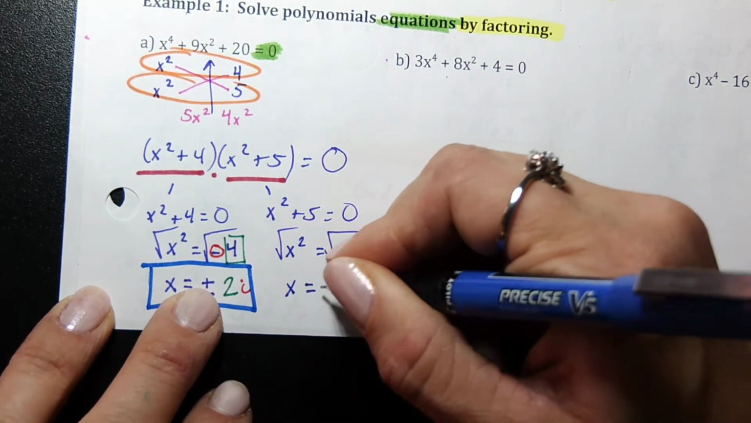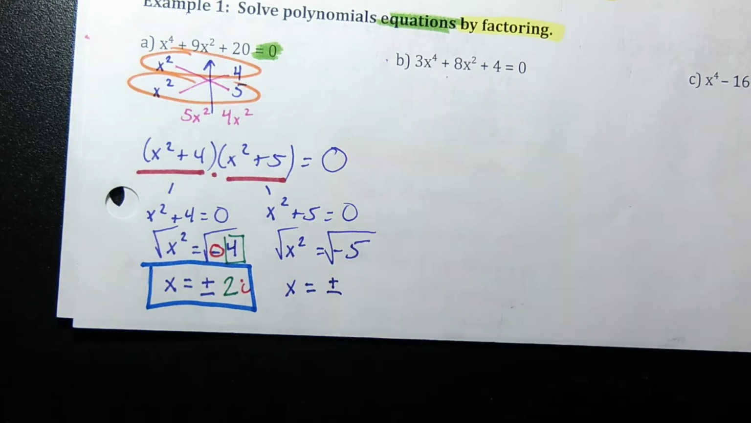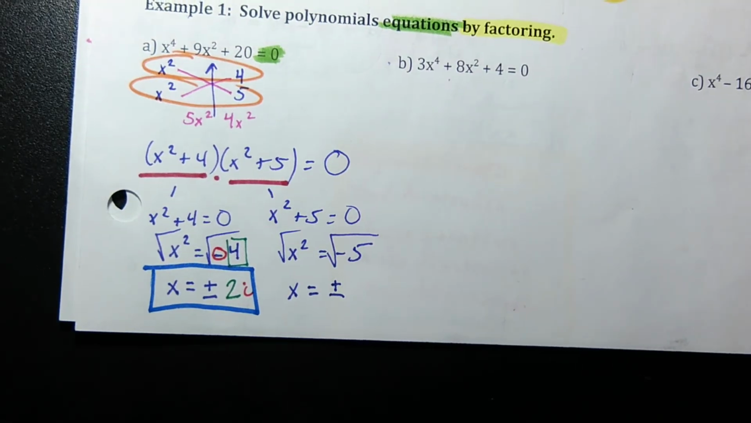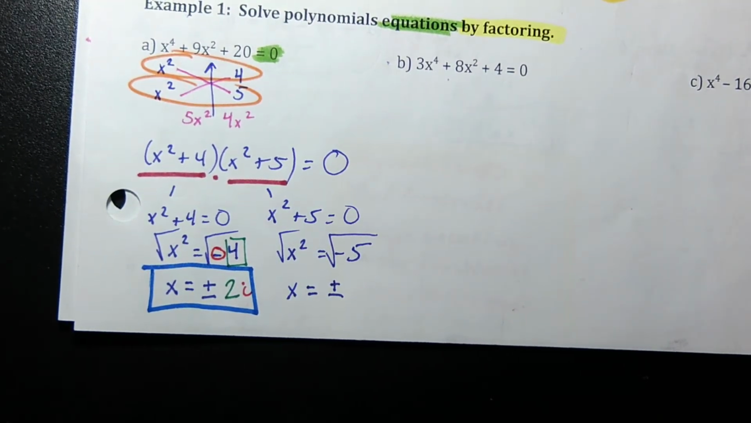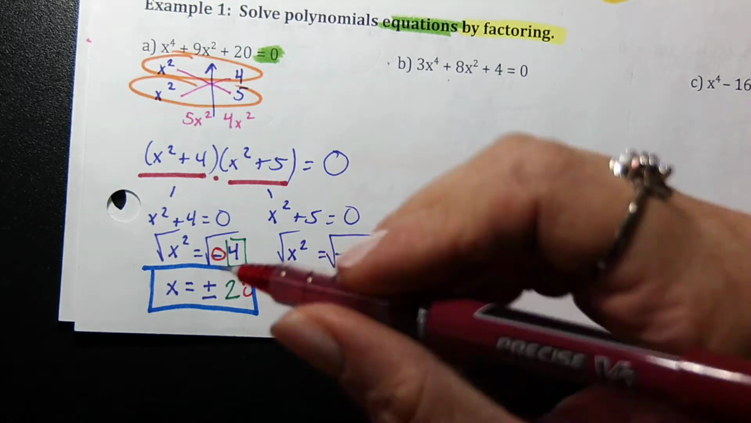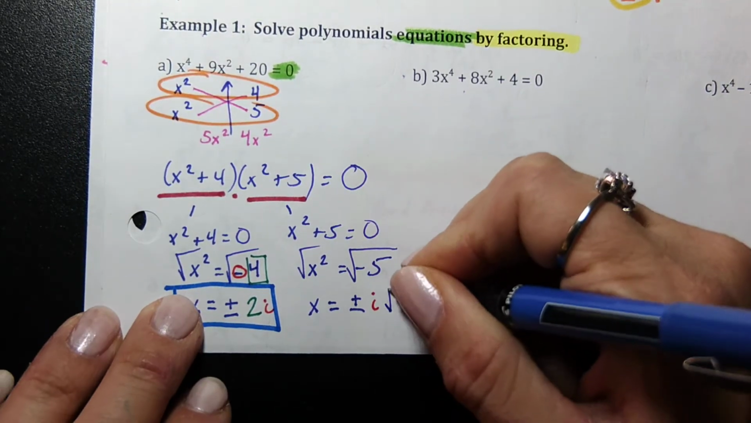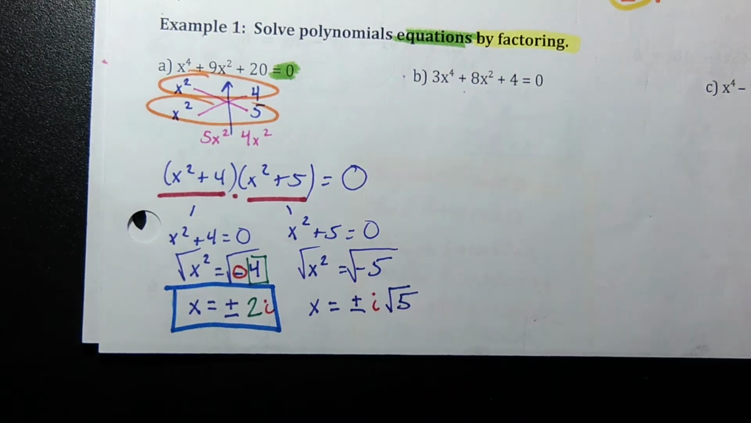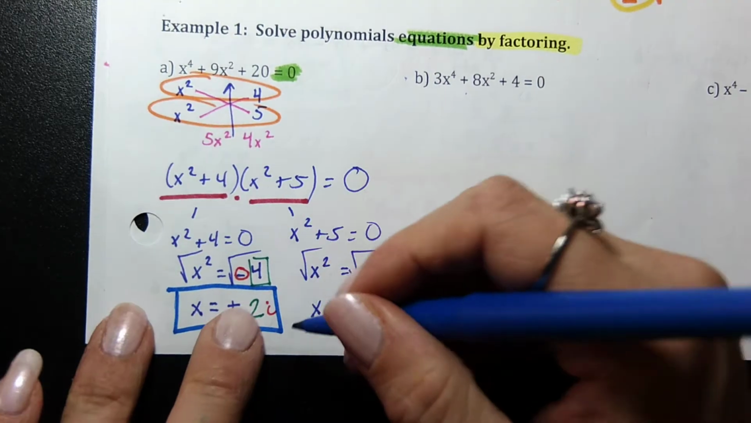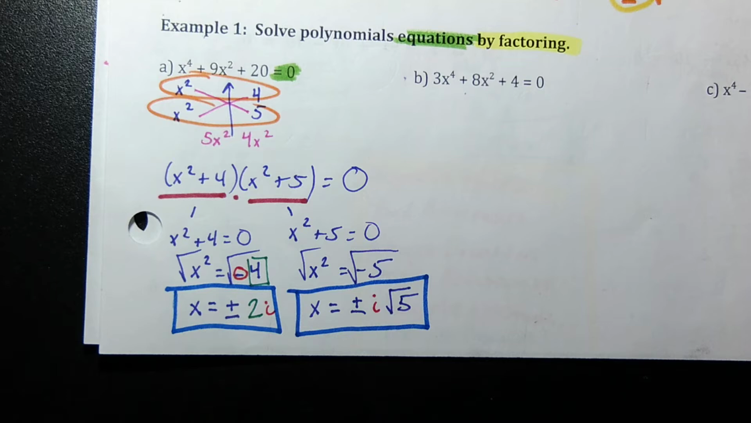x equals plus or minus, because we square root. And what's the square root of a negative? One more time, i. Can I simplify the square root of 5? Is it a perfect square? It is not. So that 5 stays underneath the square root. Gross. How many answers did I just find?